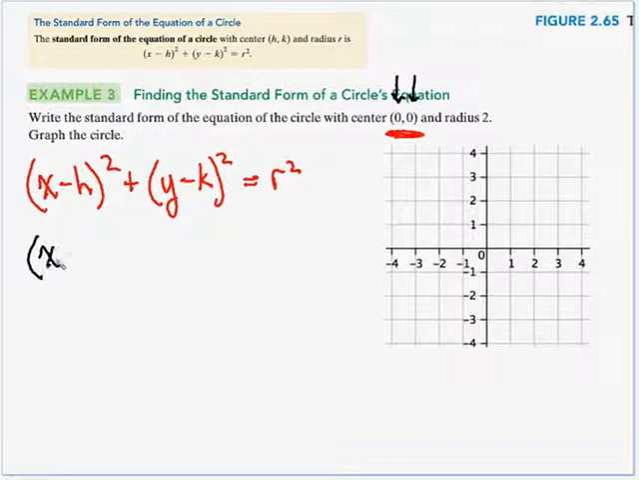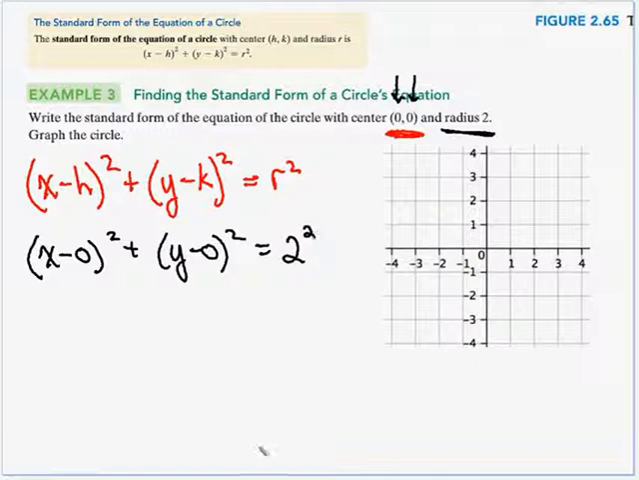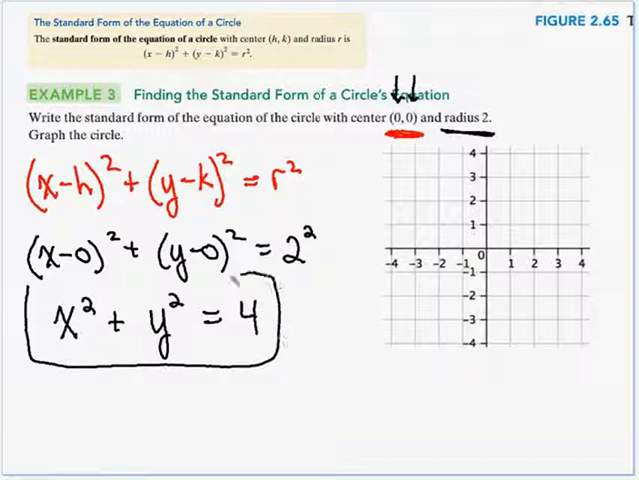So here we're going to have x minus 0, quantity squared, plus y minus 0, quantity squared, equals, and it tells us that the radius is 2. So we're going to plug in a 2 for the r. Don't forget to square it. Here in the first set of parentheses, x minus 0 is just x, and that'll be x squared. Plus y minus 0 is y, and then we square it. And then on the other side of the equals, 2 squared is 4. So that is the equation of a circle that is centered right at the origin with a radius of 2.